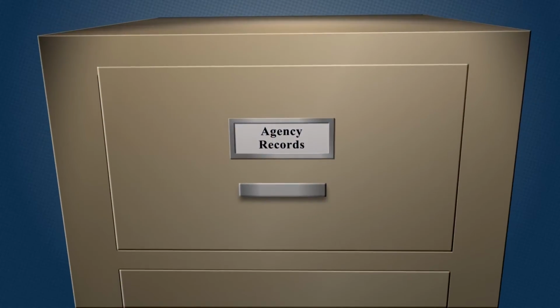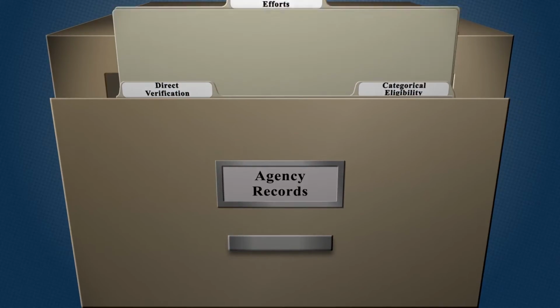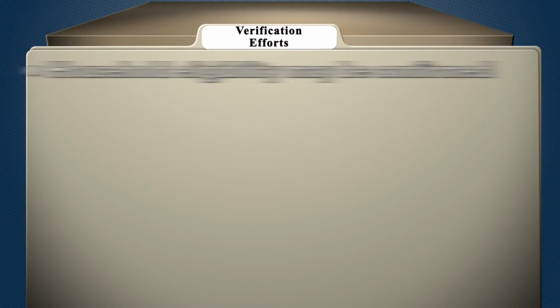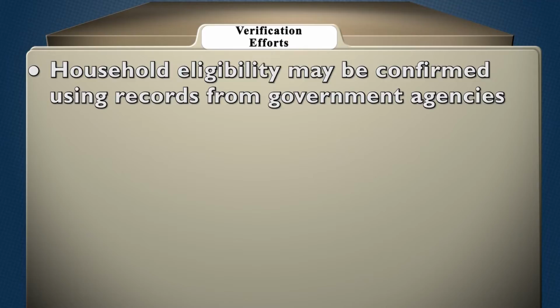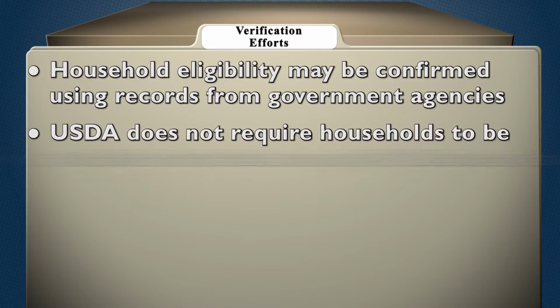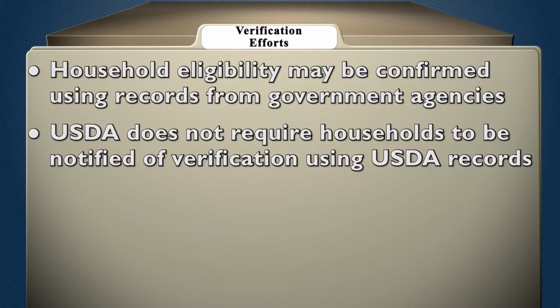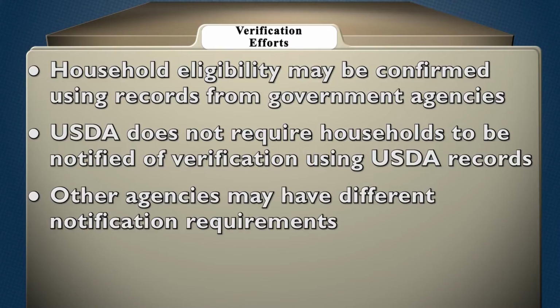Agency records. A household's eligibility may be confirmed through information maintained by other government agencies to which the state agency, LEA, or school has legal access. Although USDA regulations do not require that households be notified of selection when verification is made through agency records, other agencies may have their own notification requirements.